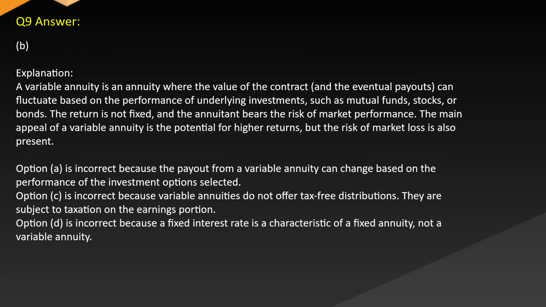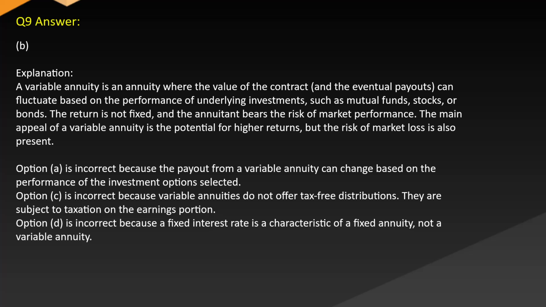Answer B. Explanation. A variable annuity is an annuity where the value of the contract and the eventual payouts can fluctuate based on the performance of underlying investments such as mutual funds, stocks, or bonds. The return is not fixed and the annuitant bears the risk of market performance. The main appeal of a variable annuity is the potential for higher returns, but the risk of market loss is also present.